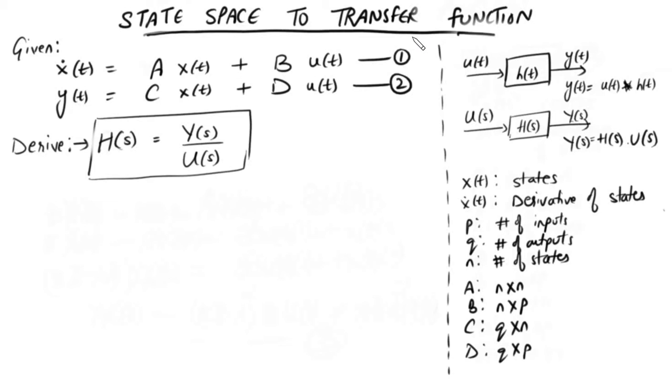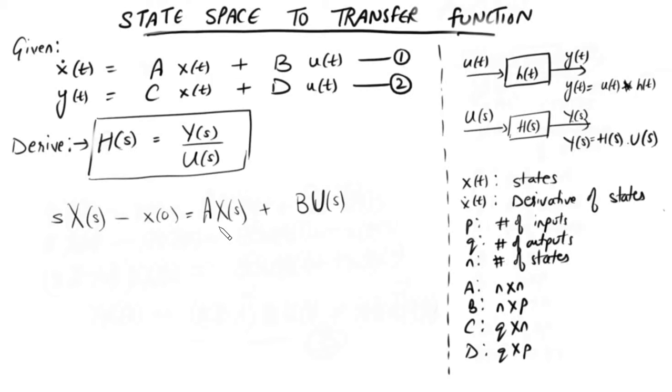The main idea is to take the Laplace transform of these two equations. So let's start with the first one. We'll take the Laplace transform of the first equation. So refresh your memory, the Laplace transform of x dot of t is going to be s times x of s minus the initial condition, is equal to A times x of s plus B times u of s.